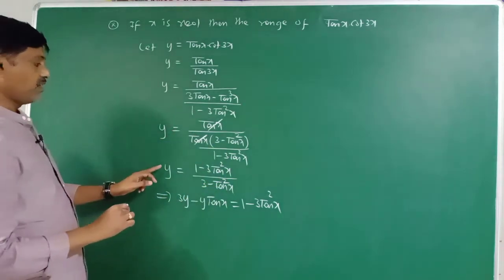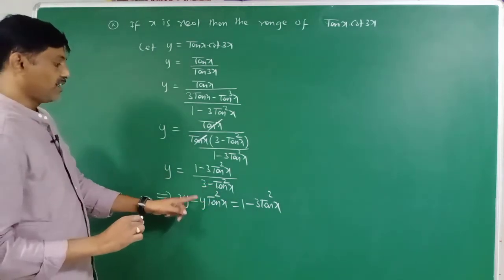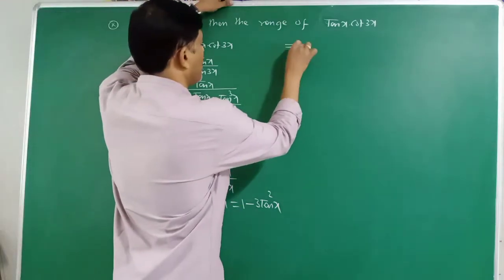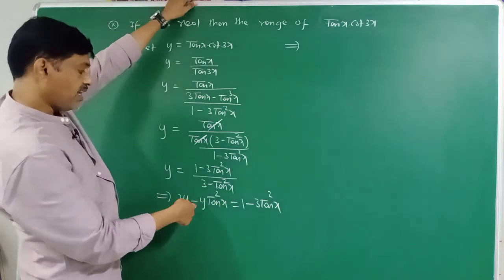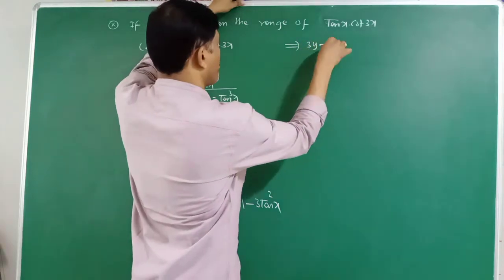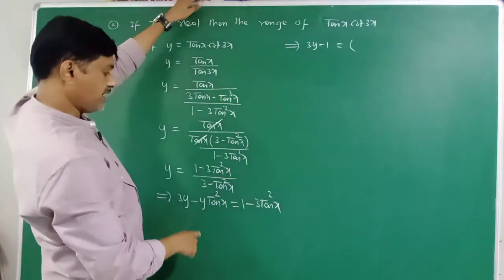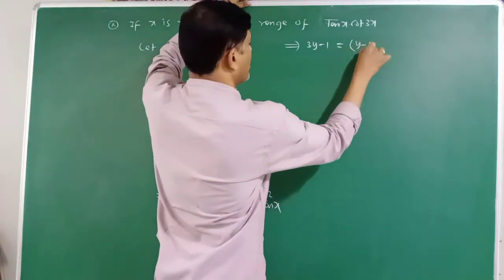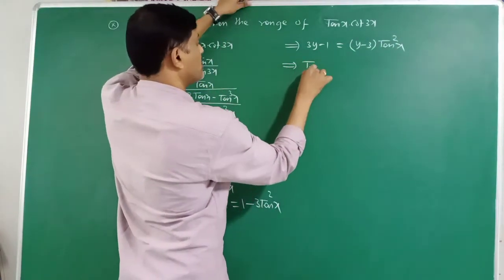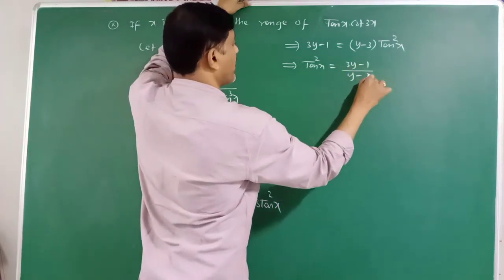3 tan square x. Therefore 3y, this is what? 3y minus 3 tan square x into y is equal to 1 minus 3 tan square x. Now bring this side and y tan square x into the RHS side, as 3y minus 1 is equal to what? 3y minus 1 is equal to y minus 3 of tan square x. This implies tan square x is equal to 3y minus 1 by y minus 3.